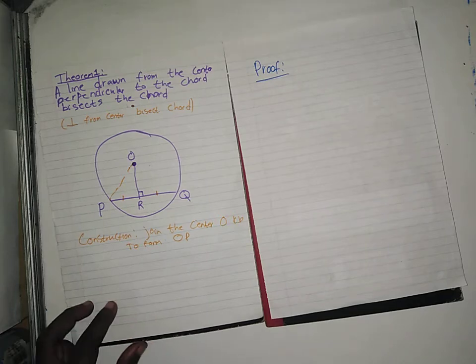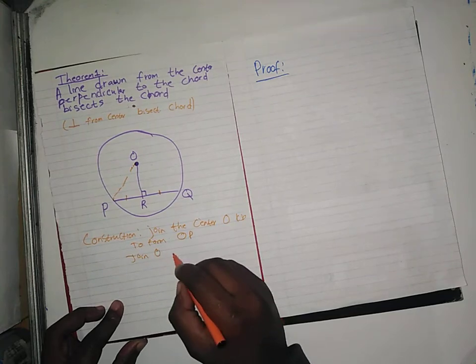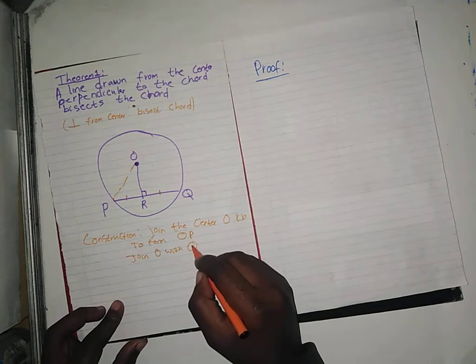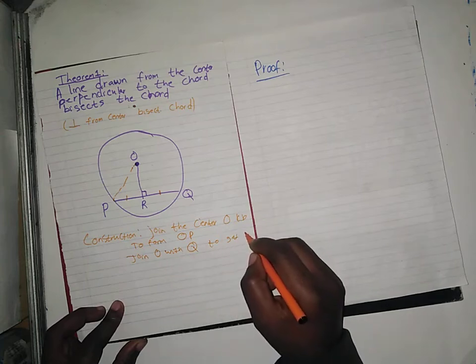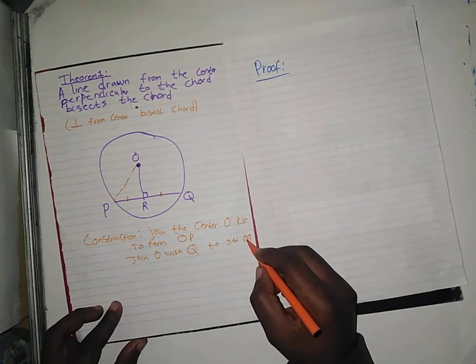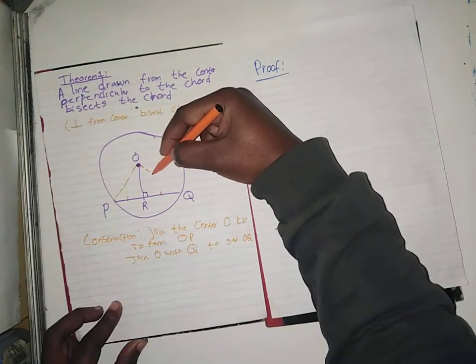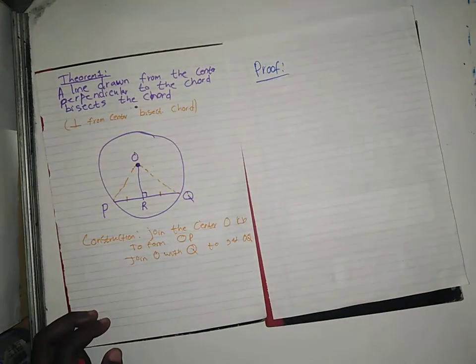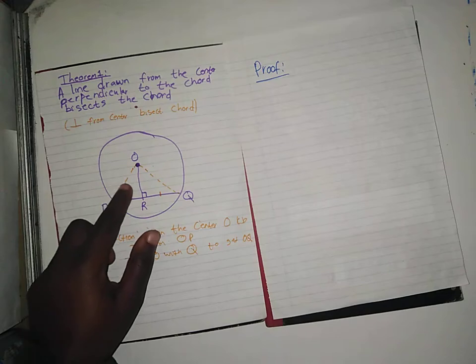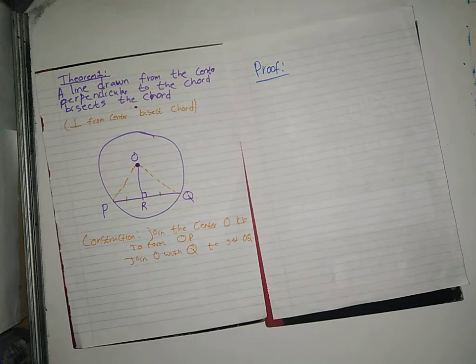And then second, you will also join O with Q to get OQ. Again, we draw some dotted line here. Can you see that? Now you've got a circle, you've got a triangle here, and then you've got a triangle here.